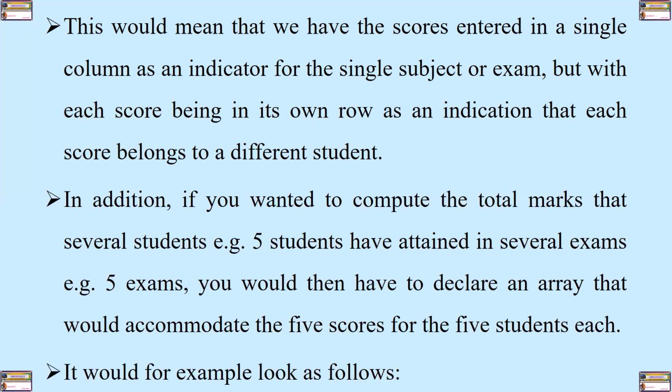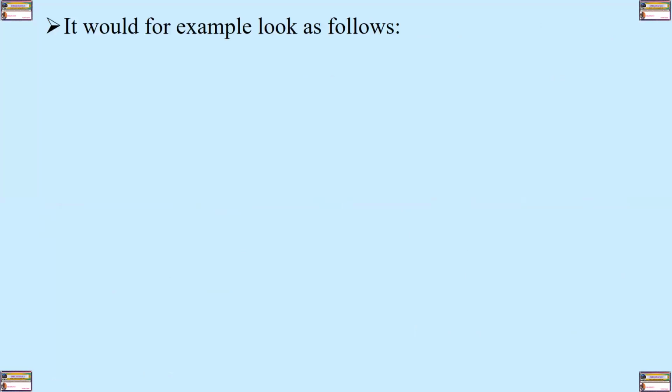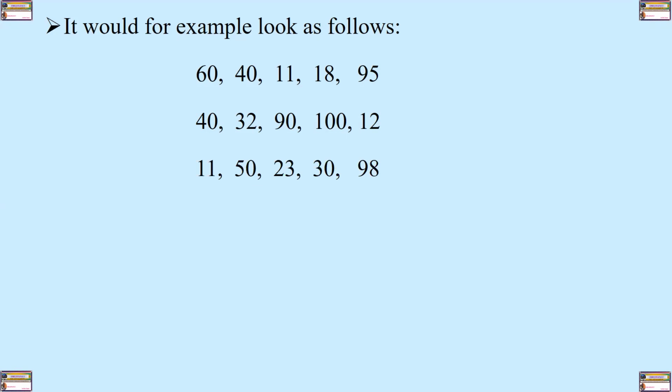And therefore, it would look as follows: 60, 40, 11, 80, 95. That would be for a single student. Then the next: 40, 32, 90, 100, 12. That would be scores for the second student. Next, that would be the next student, the 40th student, and the 50th student.